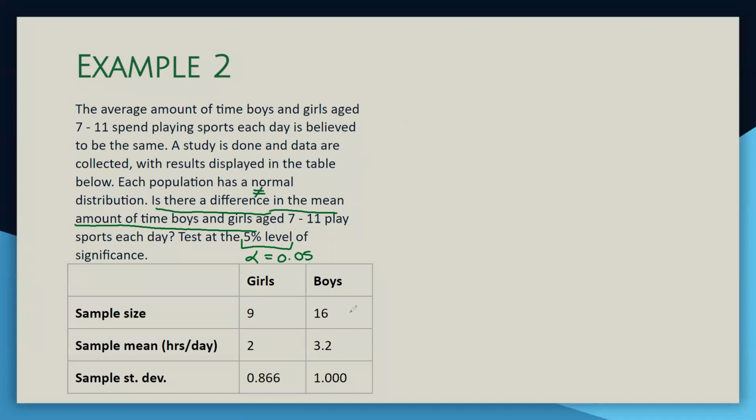In the table, looking at what I'm given, I've got 2 groups, girls and boys, 1 and 2. I'm given my sample size n, my sample mean x bar, and then a sample standard deviation, s. I know when it's s instead of sigma, I'm running a t-test. So this is a t-test for two means.